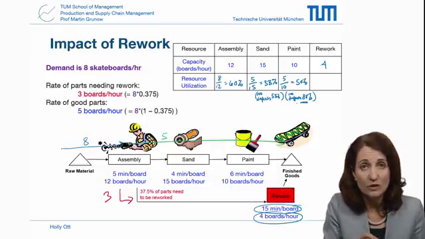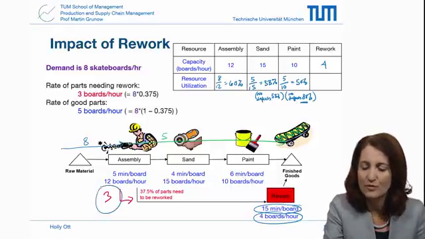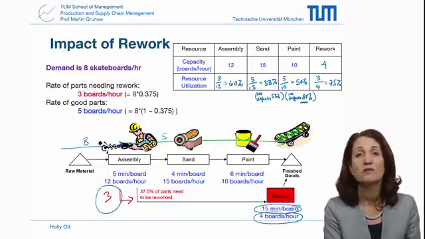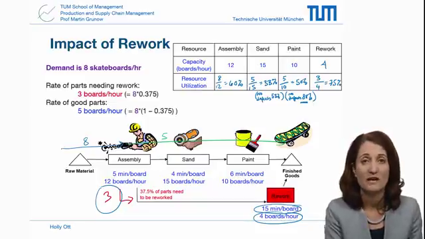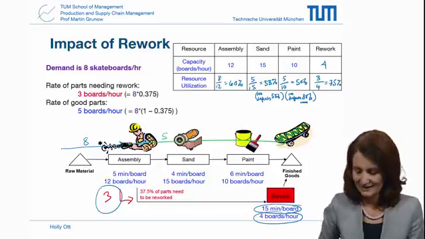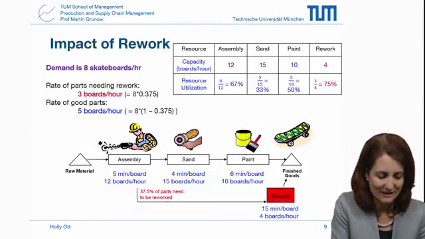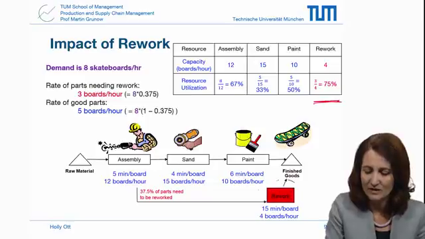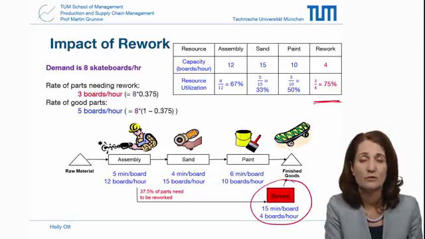So the rework process is seeing 3 defects per hour, which gives it a 75% resource utilization. So now, with rework and defective parts that are being produced at assembly, where is our bottleneck? And yes, we see it with rework. And here we've written it more clearly for you. We now have a bottleneck at our rework process.